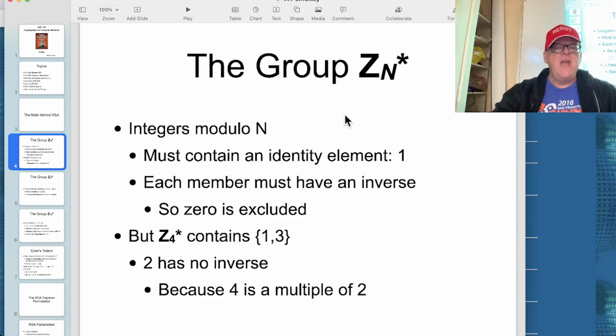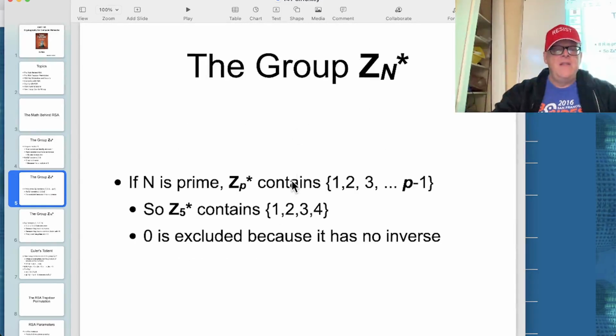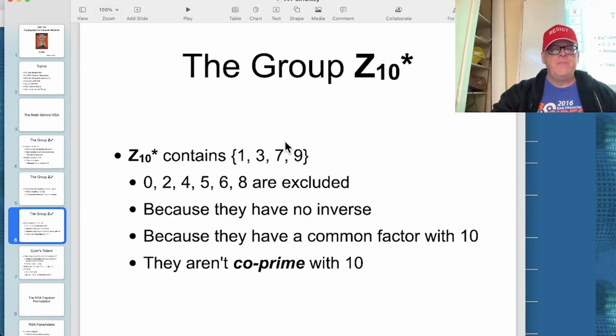But if n is a prime, then it does include all the numbers from 1 up to the prime minus 1. So Z star 5 contains 1, 2, 3, 4, and so on. So this is a nice, completely easy to understand group. This is a group of these objects. Now a group is a set of objects and then a transformation. And so here's Z star 10, which contains these, and that's fine because the others have no inverse.